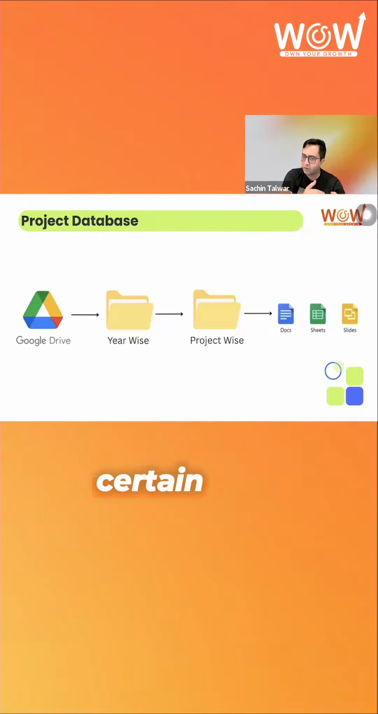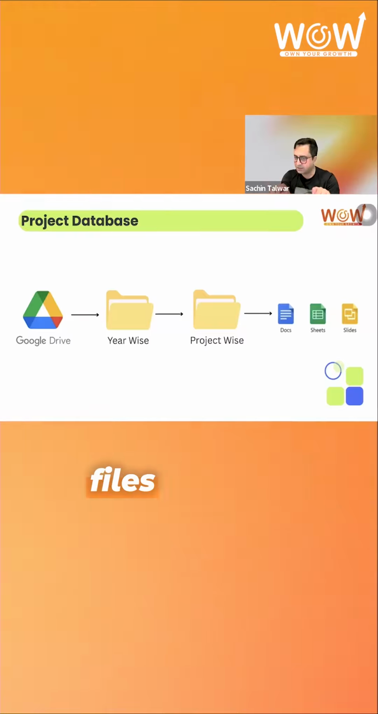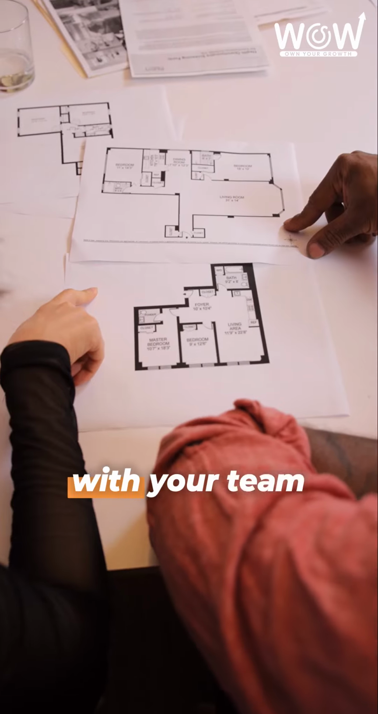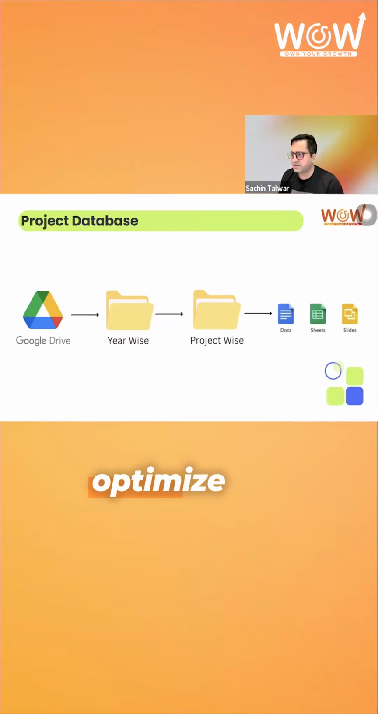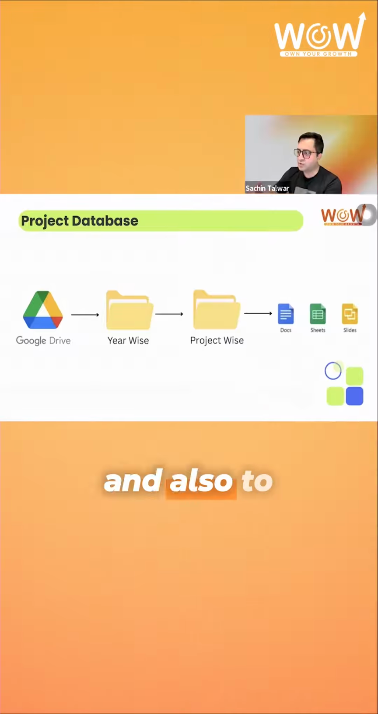If you have a certain flow or script or any document format, you should have master files of these things. You have some system to retrieve your data. You have some system to collaborate with your team on the projects. We have to optimize our systems so that we are able to deliver whatever they need in real time and also to show to the client.